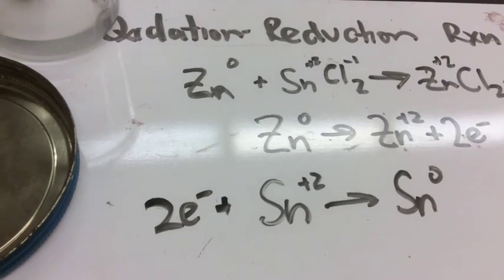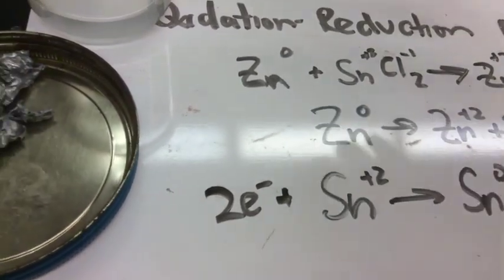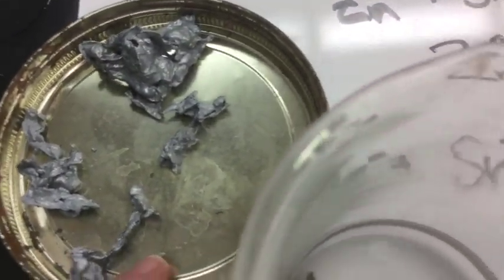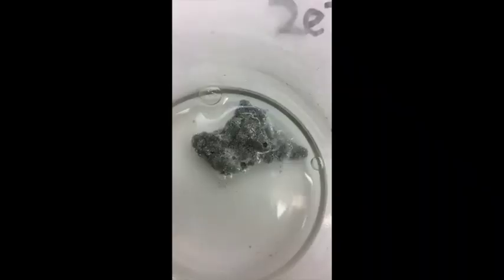So if you look closely, you should be able to see, after a little bit of time passes, the zinc no longer looks like zinc. Instead, it's got this coat on it of tin. And if we let it sit long enough, it'll actually kind of look sponge-like.